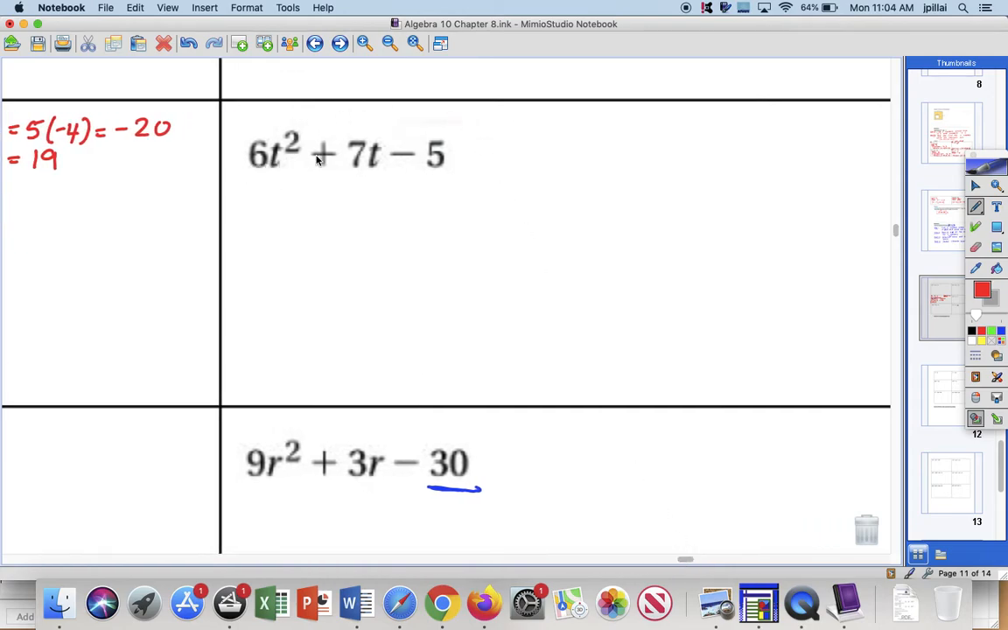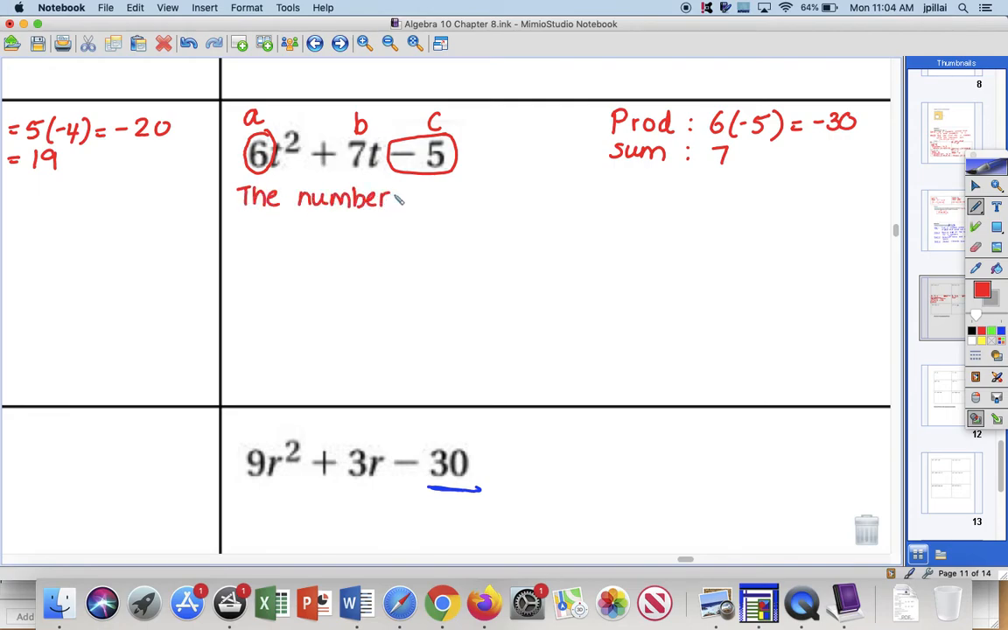Here you have 6t squared plus 7t minus 5. Let's identify: that's A, this is B, and C. So C is negative 5. You need to find two numbers whose product is 6 times negative 5, which is negative 30, and whose sum is going to be 7. All right, do we have numbers like that? Negative 30 and 7. Yes. I hope you have guessed it. The numbers are 10 and negative 3.